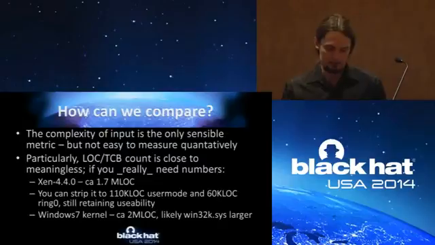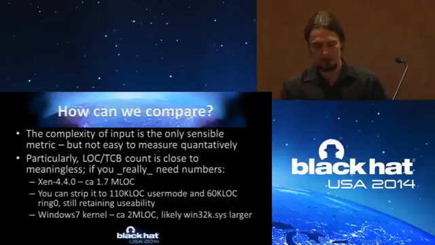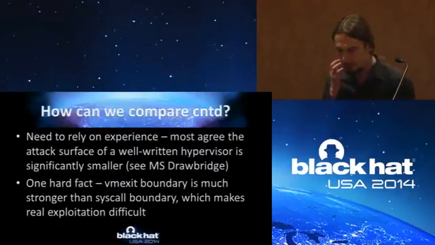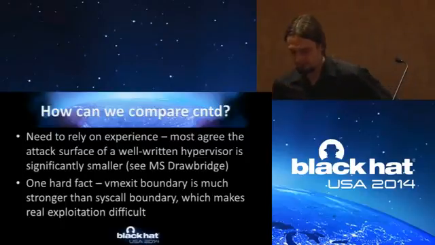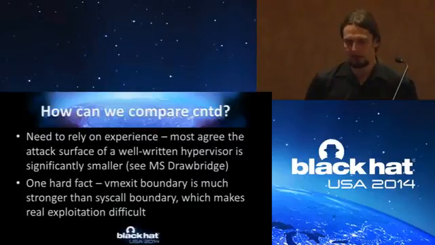And the Windows 7 kernel is supposedly around 2 million lines of code. Likely Win32k is larger. So again, if you compare the lines of code, then you see that the hypervisor is smaller. But again, really, you have to rely on experience to compare these things. And I think that the opinion of the majority is that the attack surface of a well-written hypervisor is smaller than a normal operating system.